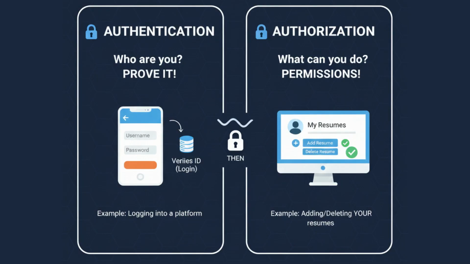Let's begin. To begin with, what we are summarizing is: authentication means who you are. The example is logging into a system using email and password. Authorization means what you can do. For example, in our system, only the resume that you're uploading will be visible to you. This is the distinction, this is the feature that we'll be adding in our project today.